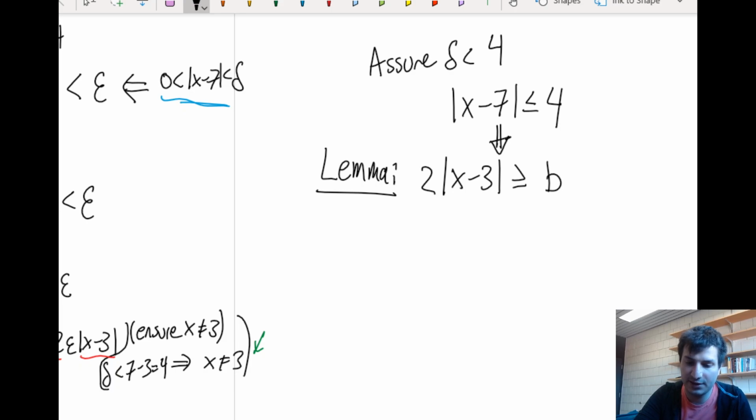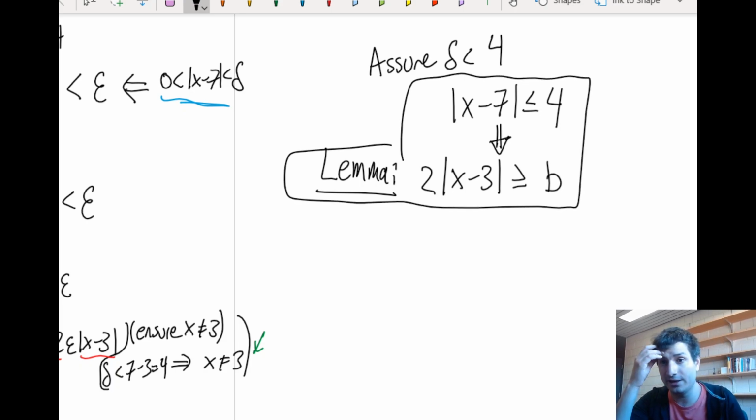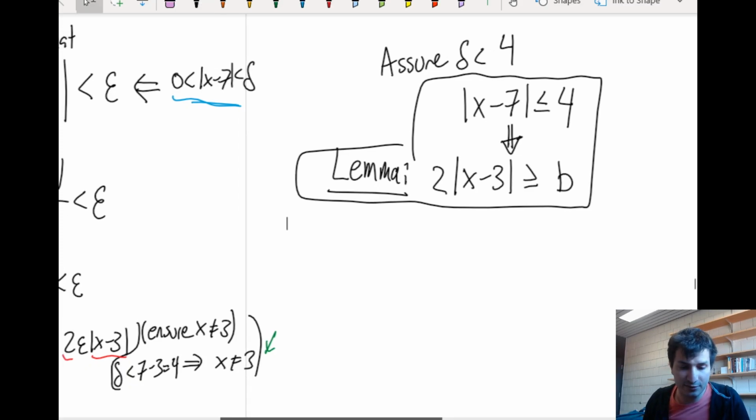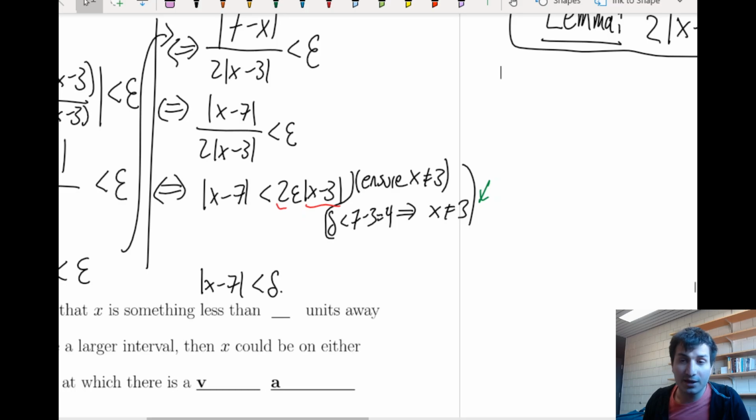So we're going to try to prove this thing now, the lemma, that if |x - 7| is less than 4, then 2|x - 3| has to be greater than some b value. And if we can make this work out with a b value that is positive, then we can do a replacement. b equals 0 is going to be no good because then we're going to get a delta equals 0 epsilon, and that's not allowed. So okay, let's try it.